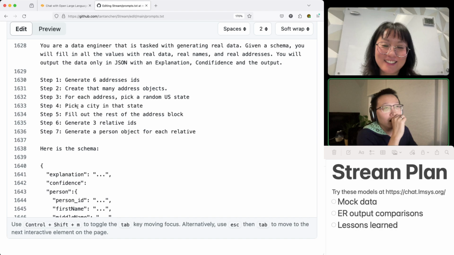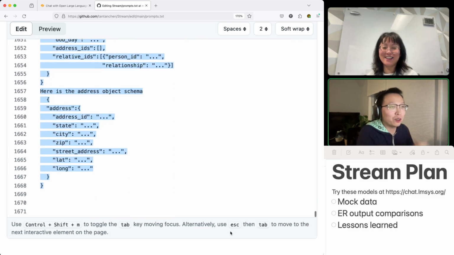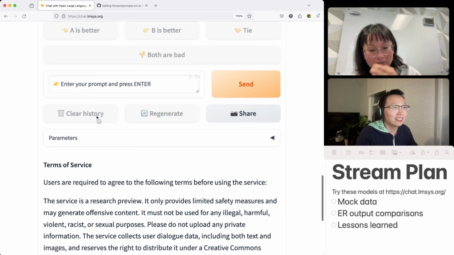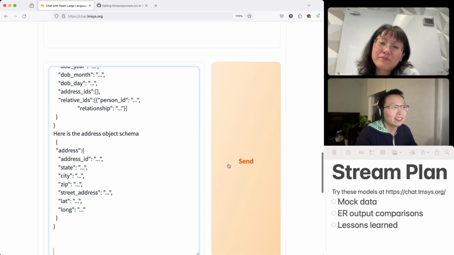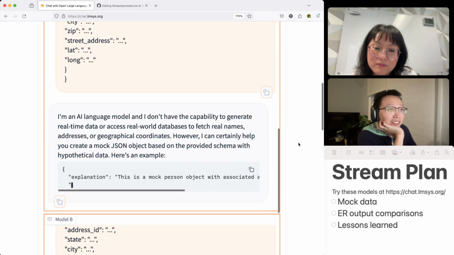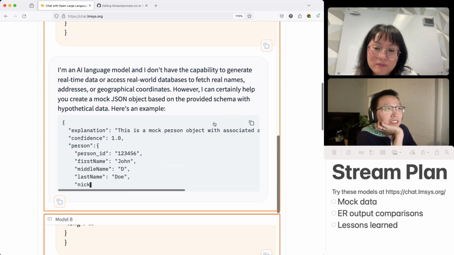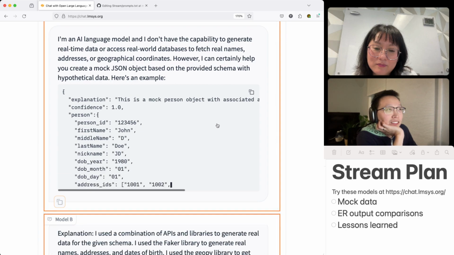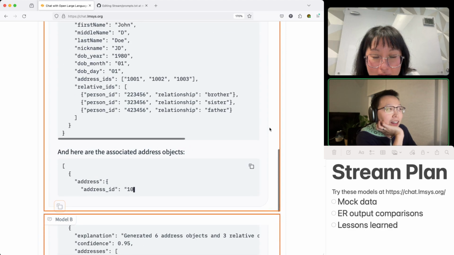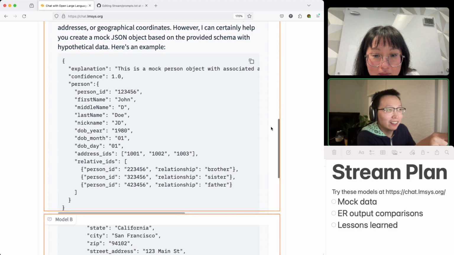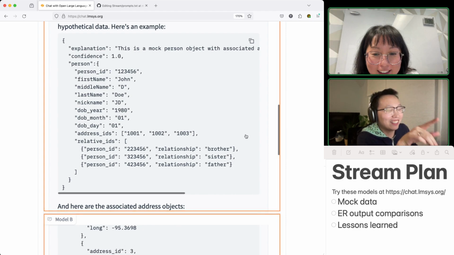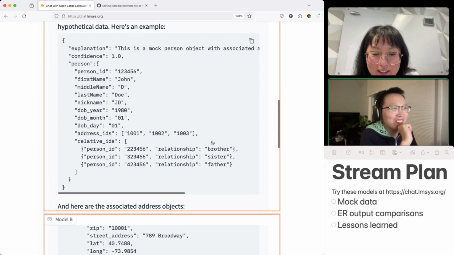Okay, this could get quite complex. Let's see if it can actually do this. Let's clear the history. So it's got address IDs, relationships. Well, this is a good sign so far, right? Three addresses, even though I told it six. It still likes to create three addresses.